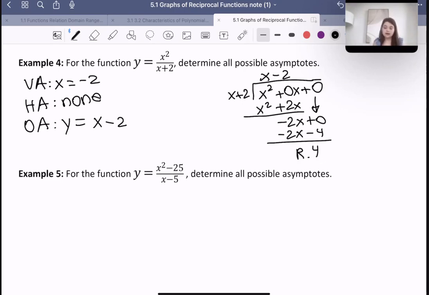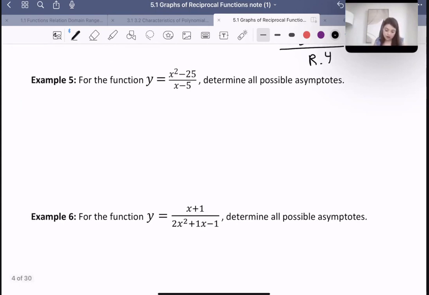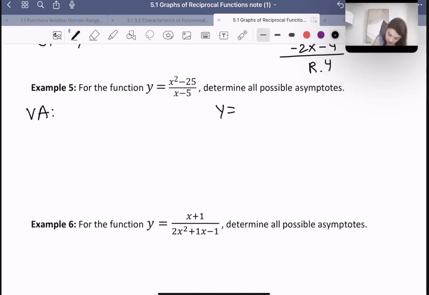Okay, so next let's move on to this example here. First of all, are there any vertical asymptotes? Well, the obvious answer would be to say, oh yes, there is, and it's at x equals 5. But I want to make sure that there's not actually a hole at x equals 5 first. So I'm just going to factor my top. It's a difference of squares, so it factors like this: x plus 5, x minus 5.